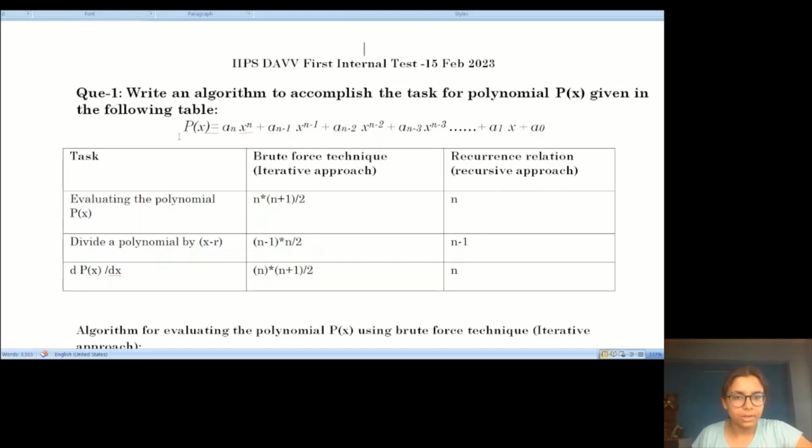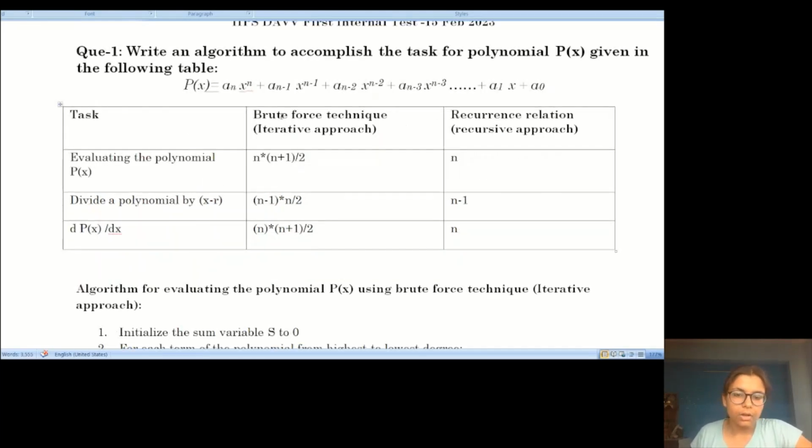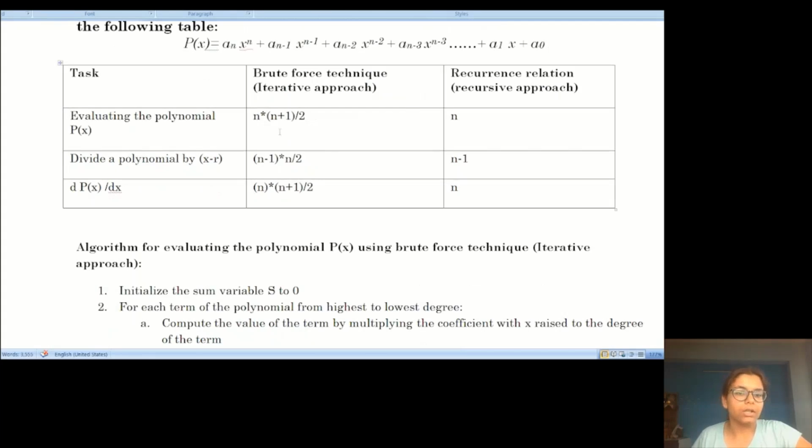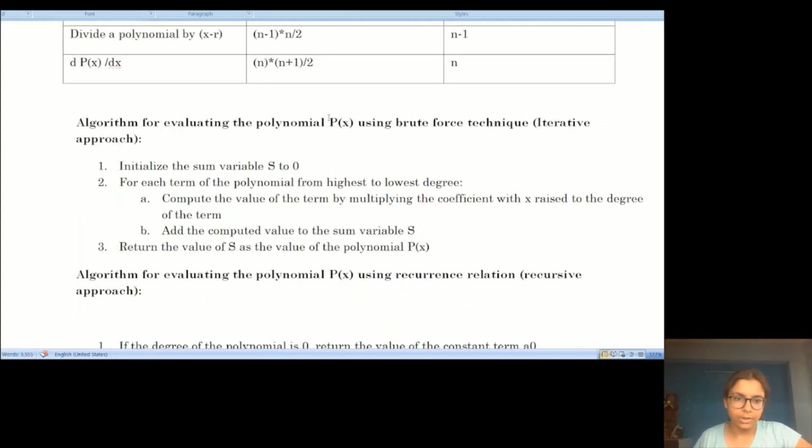table. You can see there is a polynomial given, and we have some tasks that we have to do, which is evaluating the polynomial that is given through the brute force technique and the recursive approach. Then again we have to divide the polynomial by x minus r, again with both the techniques, and the derivative of the polynomial with both the techniques.